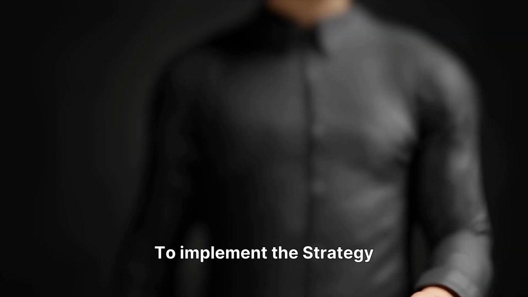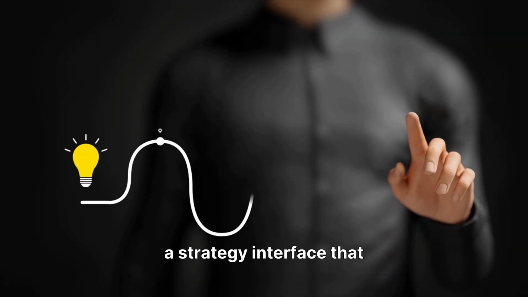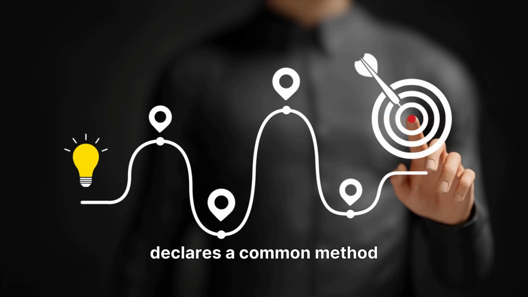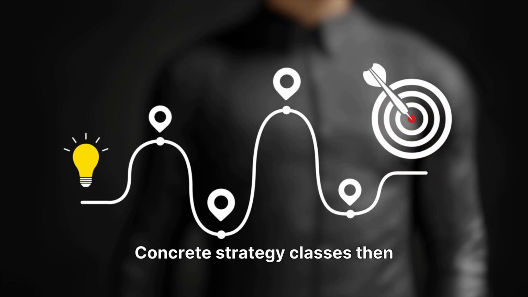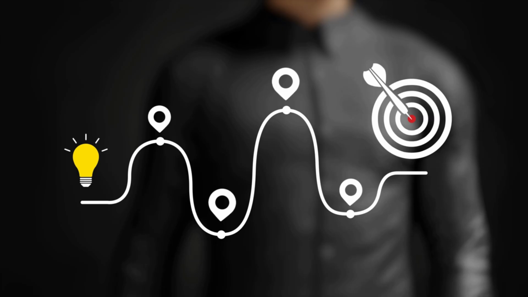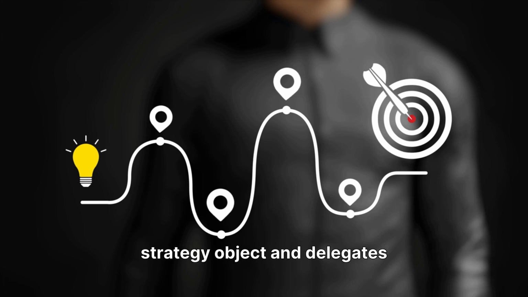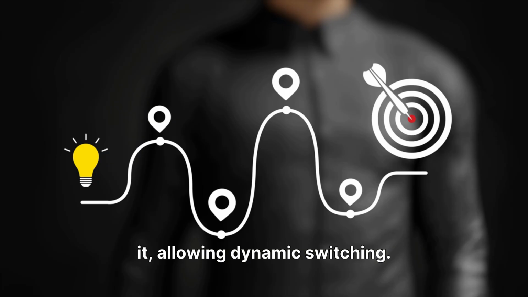To implement the strategy pattern, you typically define a strategy interface that declares a common method for all supported algorithms. Concrete strategy classes then implement this interface, each providing a different algorithm. A context class holds a reference to a strategy object and delegates the algorithm execution to it, allowing dynamic switching.